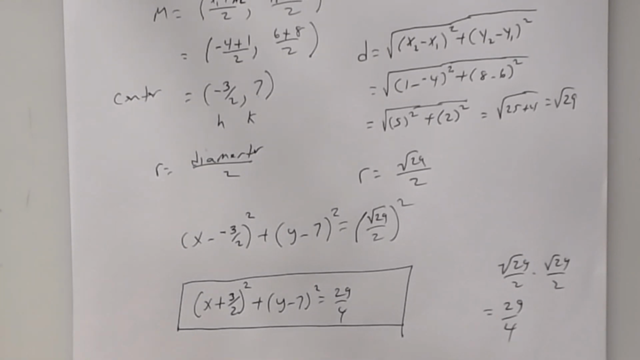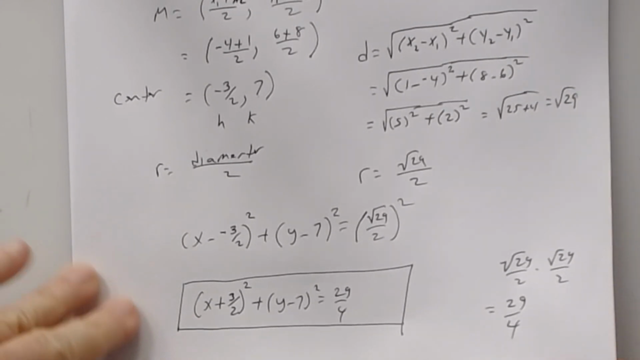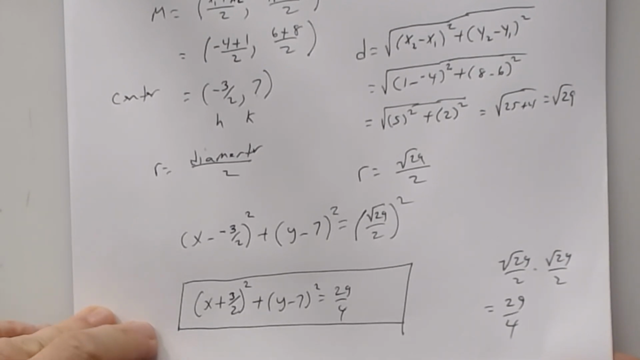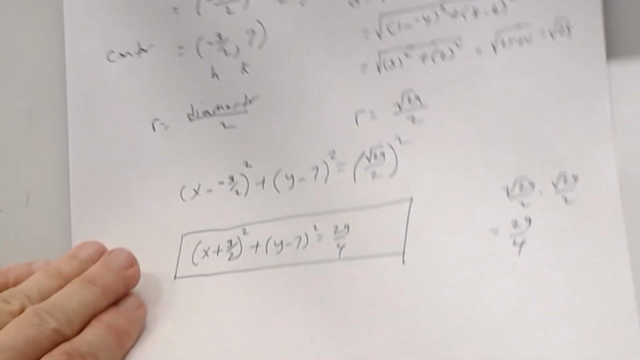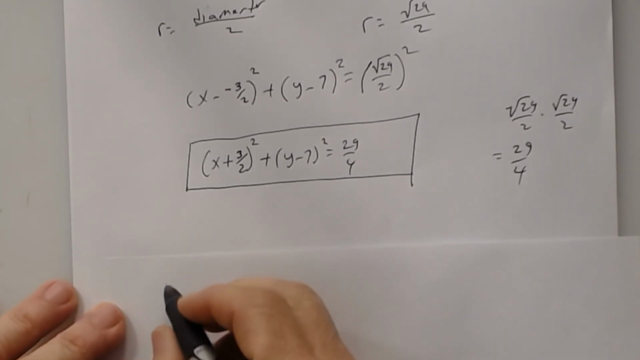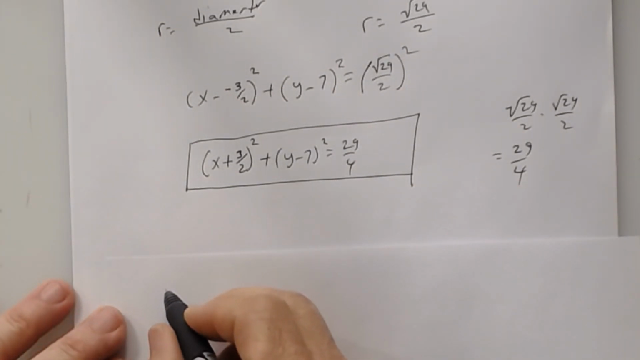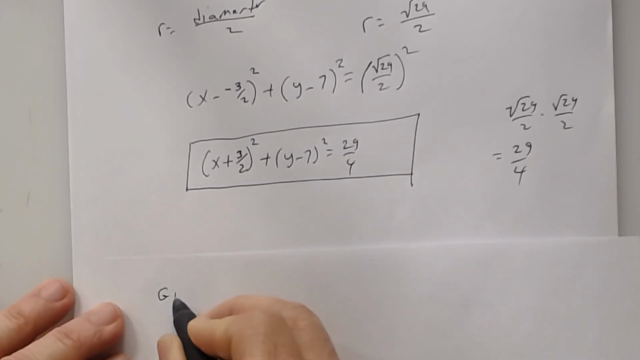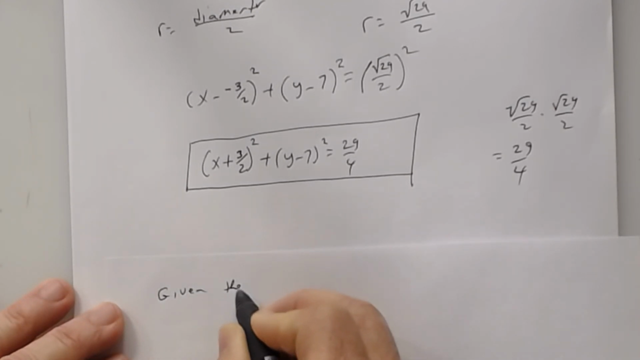All right. So you're going to have one where you're given the diameter. Okay. Now the other thing you need to be able to do, which we did last class, is this. Suppose you're given the equation of a circle.